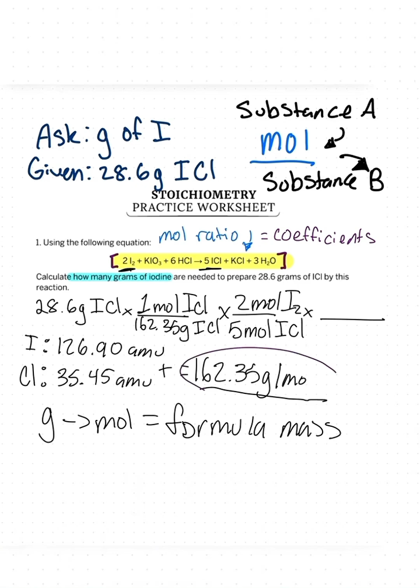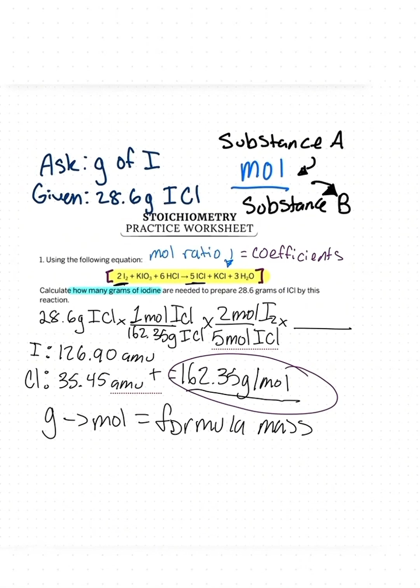Why? For this reason right here. So now we have 2 moles of I2. Now, I don't want to lose you in this next step. We have 2 moles of I2 up here, but we're not being asked moles of I2 or grams of I2. We're being asked grams of specifically iodine. So all we can do is isolate that iodine.